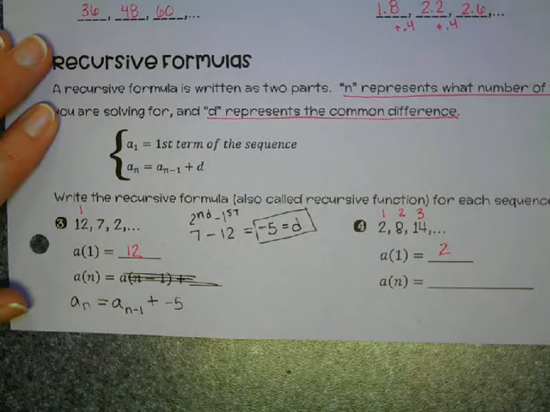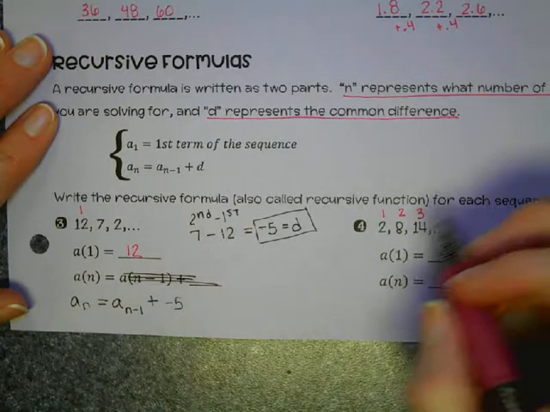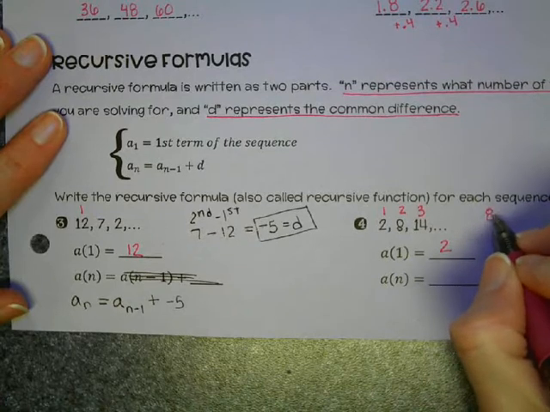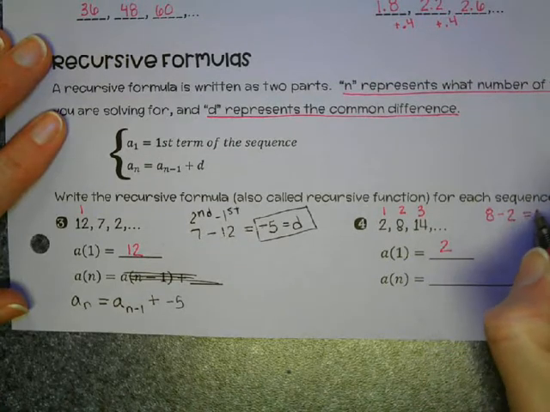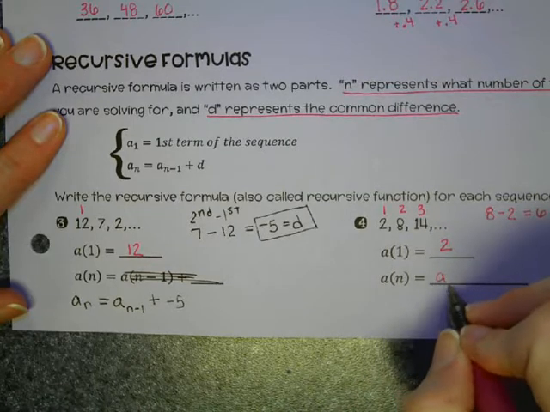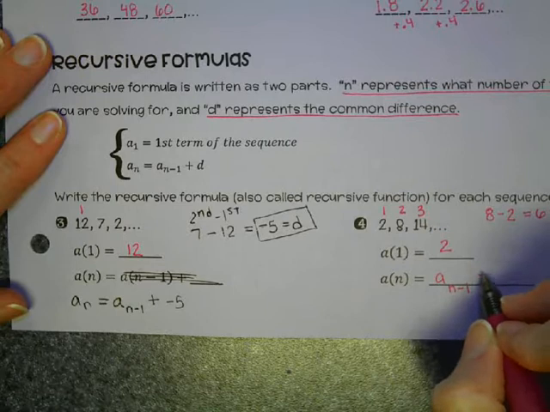Okay. Again, these should be little subscripts like that. I don't know why they aren't. But then if you take 8 minus 2, you get 6. So this one is adding 6 each time. So that's what it would look like.